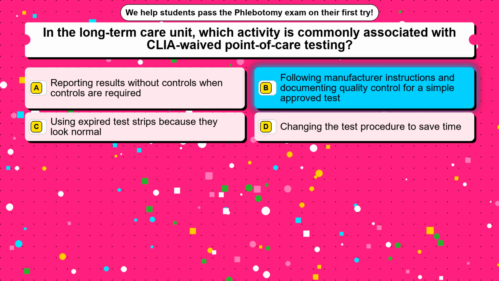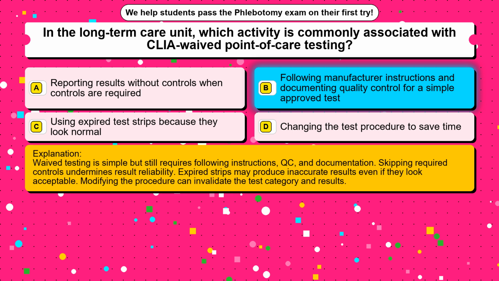The correct answer is option B. Following manufacturer instructions and documenting quality control for a simple approved test. Waived testing is simple but still requires following instructions, QC, and documentation. Skipping required controls undermines result reliability. Expired strips may produce inaccurate results even if they look acceptable. Modifying the procedure can invalidate the test category and results.